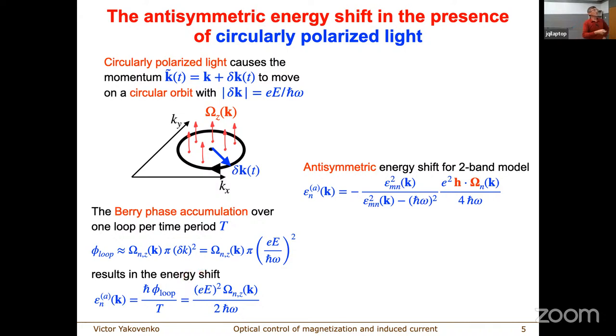and this reproduces this result. So the bottom line is, when you're shining helical light, circular or helical light, then there is an antisymmetric energy shift of the electron state. I will show a few more things, but any questions about this?